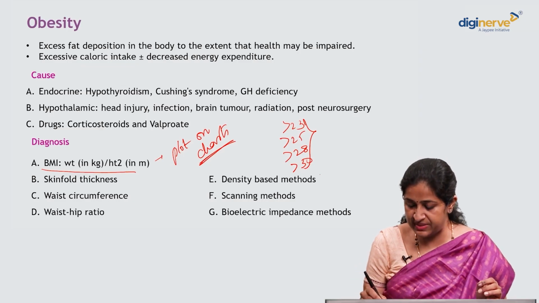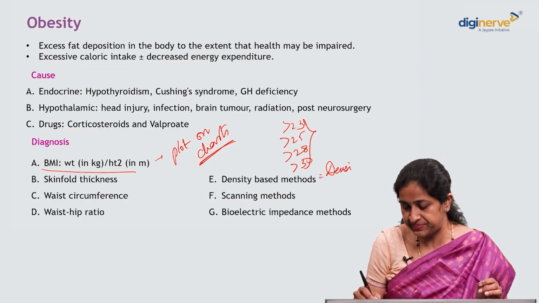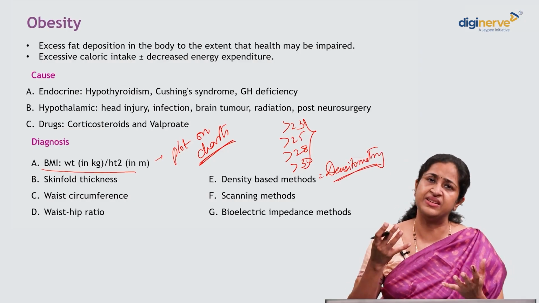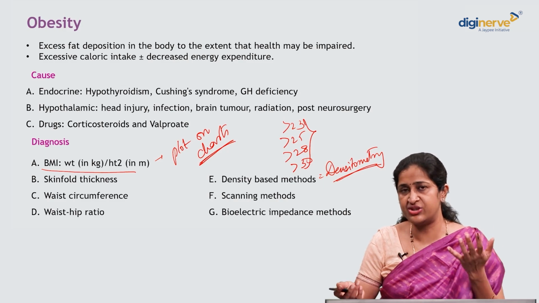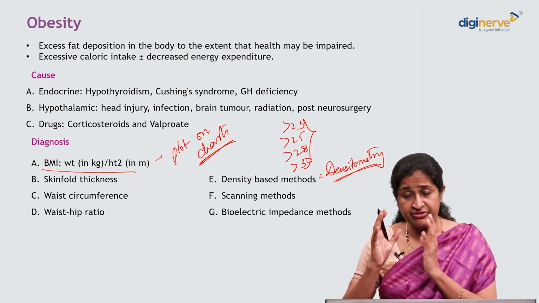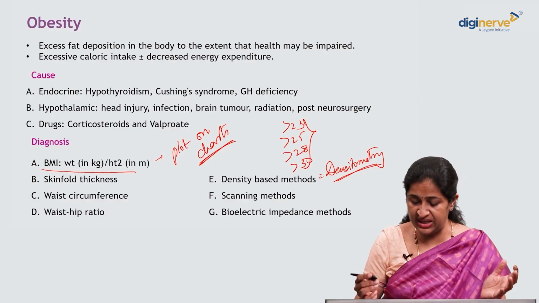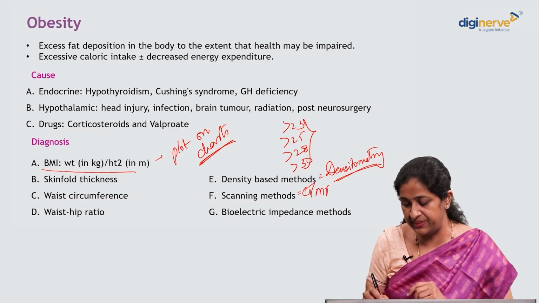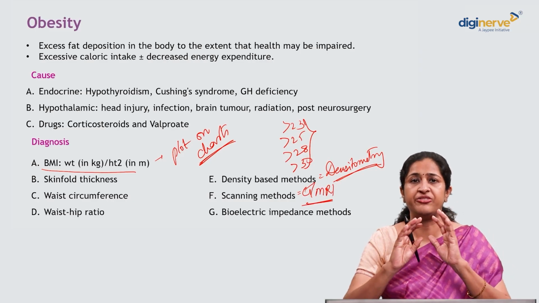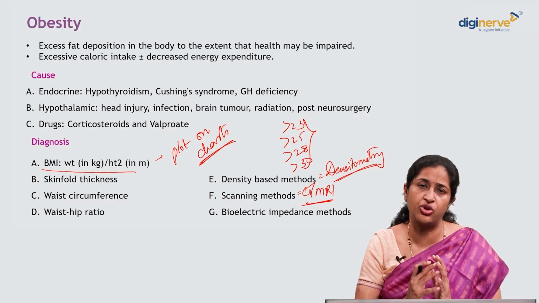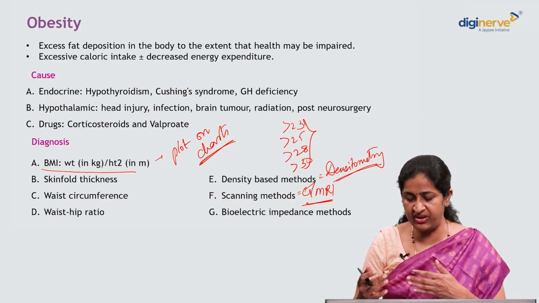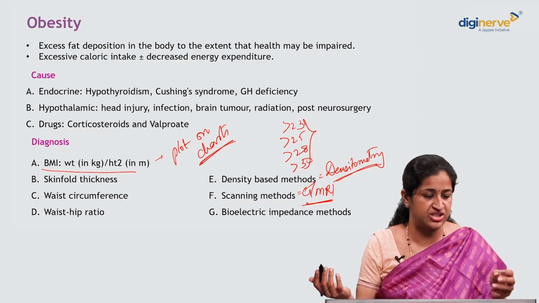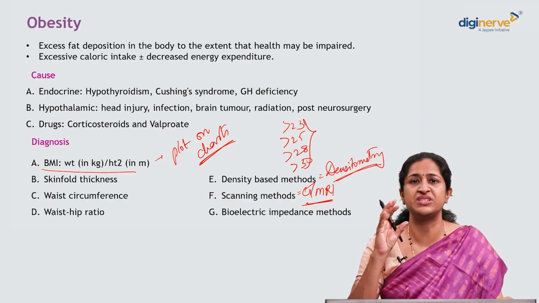You have density based methods like densitometry or the underwater weighing. Here the fat is lighter than the body mass. So based upon that, densitometry helps to identify how much of the fat mass is there in the body versus how much of the lean muscle mass. Scanning methods. The scanning methods are the CT and the MRI. This helps to find out the fats within which are around the internal body organs as well as the lean body mass, etc. based upon scanning. You also have the bioelectric impedance methods which are used to assess exactly how much is the fat in the body.